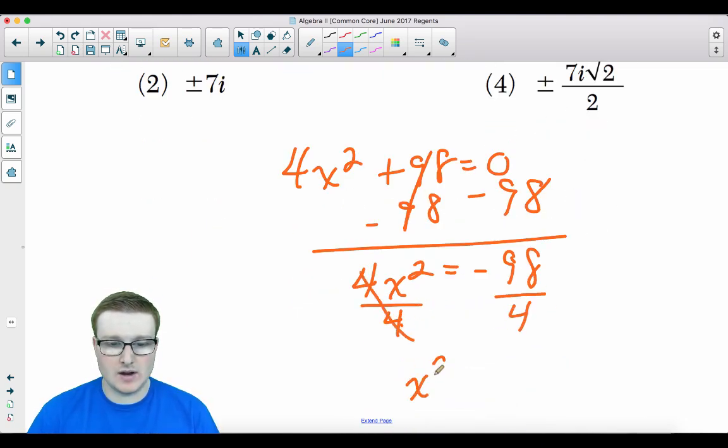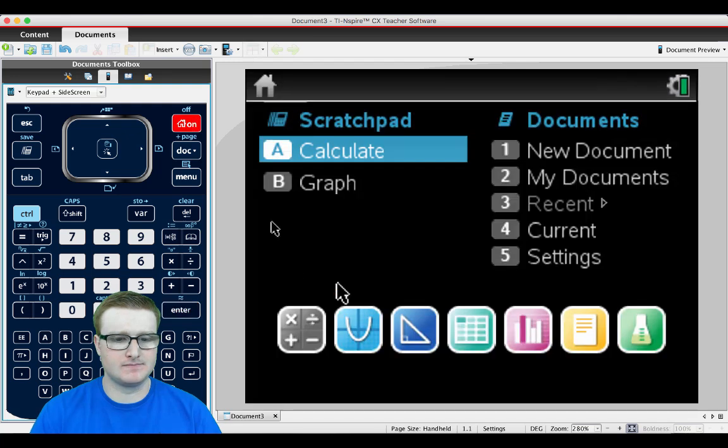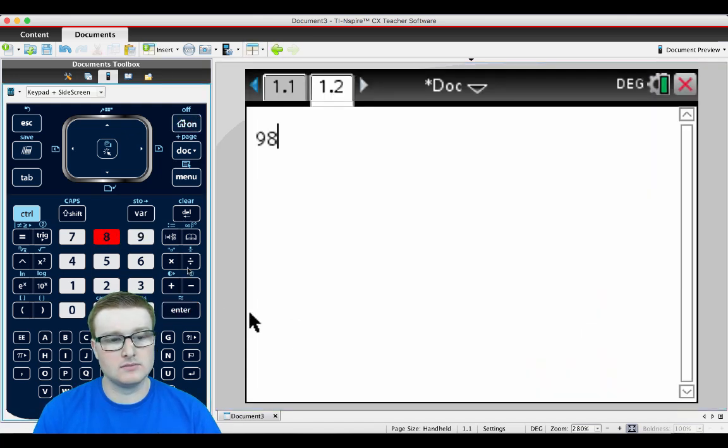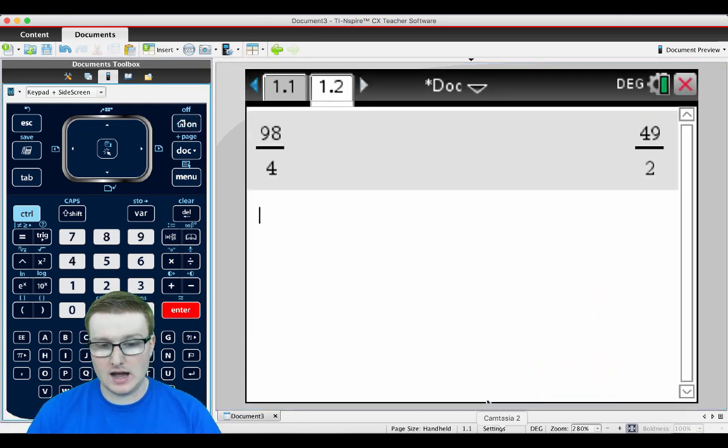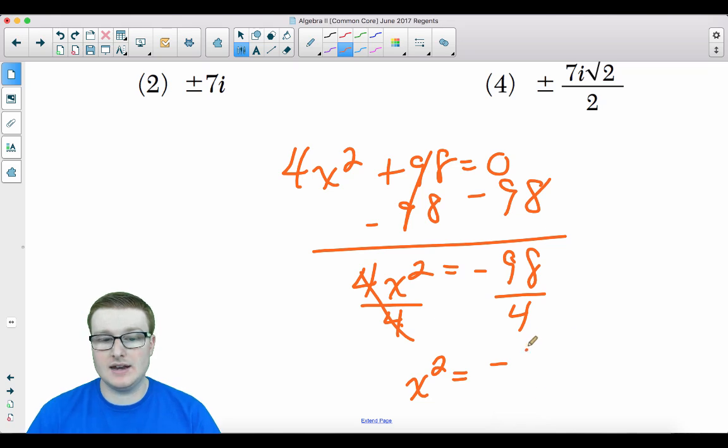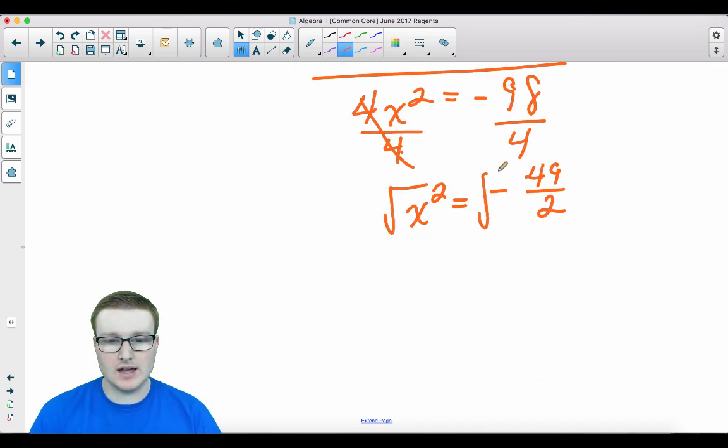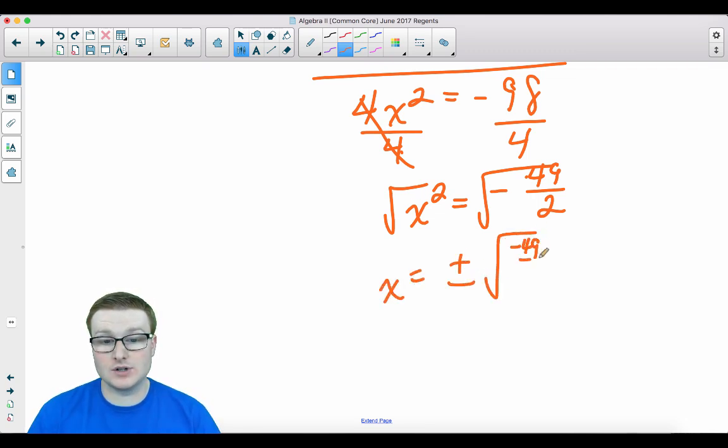So now we get x squared equals negative, I'm going to simplify that fraction, 98 over 4. We get 49 halves. Okay, so we got negative 49 halves. Now we're going to take the square root of both sides. Okay, so we get x equals plus minus the square root of negative 49 over 2. So now we need to simplify that garbage.